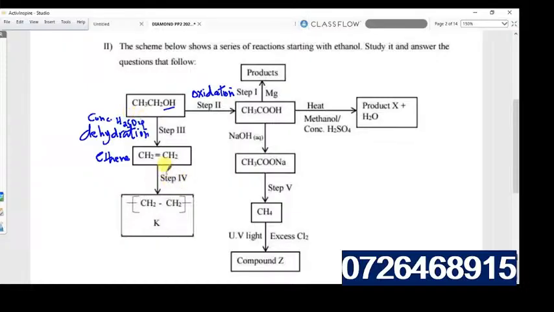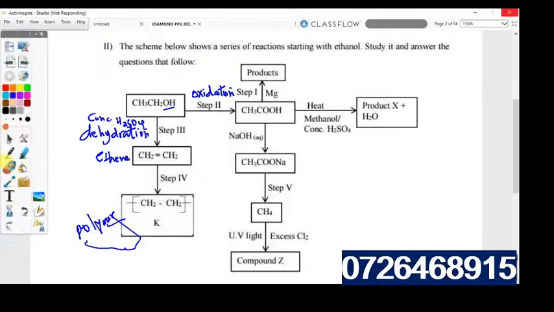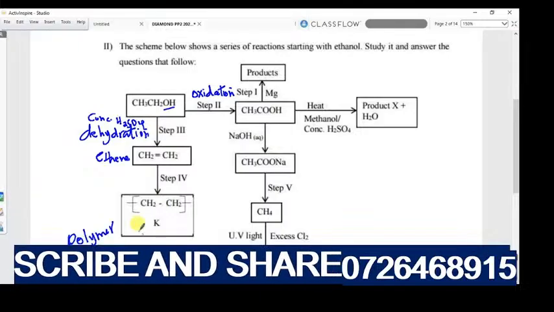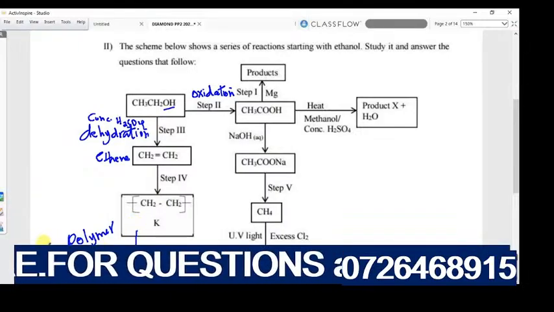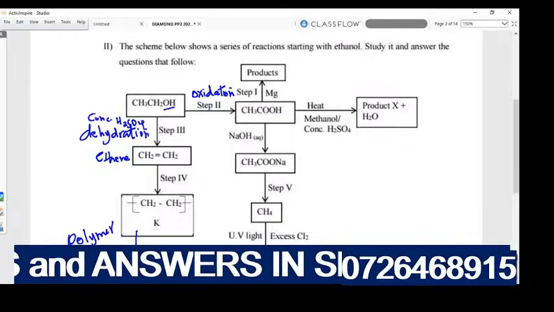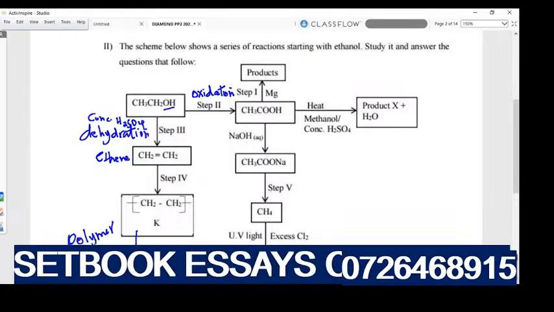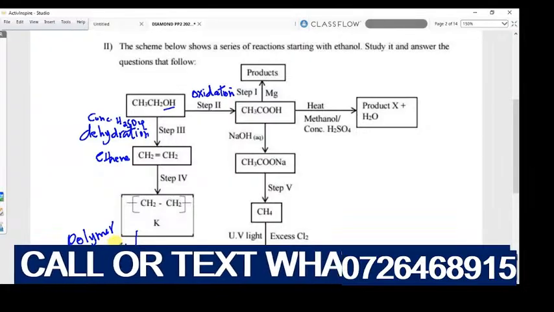Step 4: ethene is undergoing a step to form a polymer. This K is a polymer. It must be a polymer. This is going to be polyethylene. So K is polyethylene. That one is obvious.